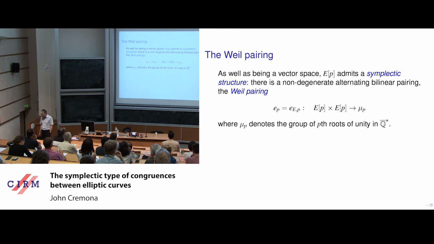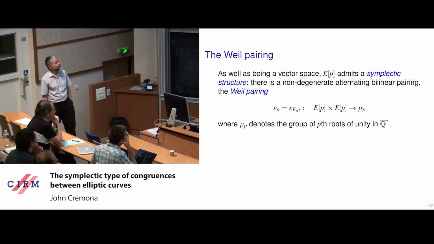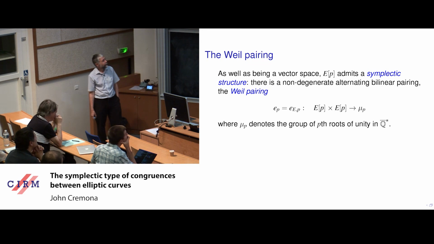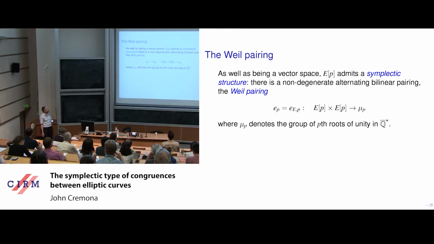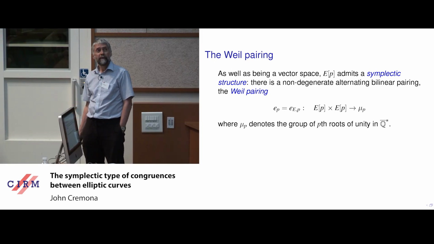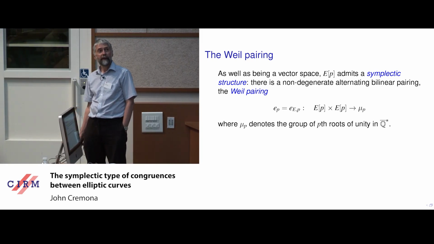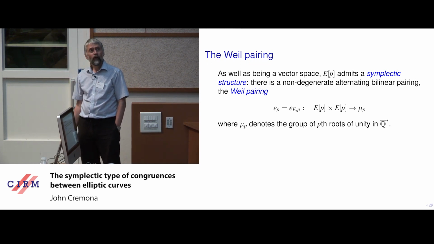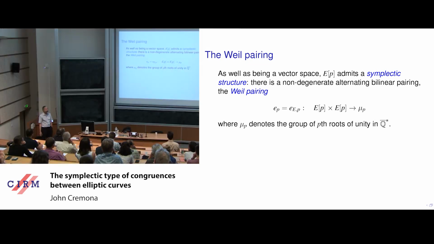Okay, but there's even more structure than that. It's not just a vector space with a Galois module structure. It also has a symplectic structure coming from the Weil pairing on points of order p. What I'm saying here would also be valid if p was an arbitrary integer greater than 1, at least, but let's fix p. So the Weil pairing, called e_p, or e_{E,p} if I need to include the curve in the notation, is an alternating bilinear pairing with values in the pth roots of unity.